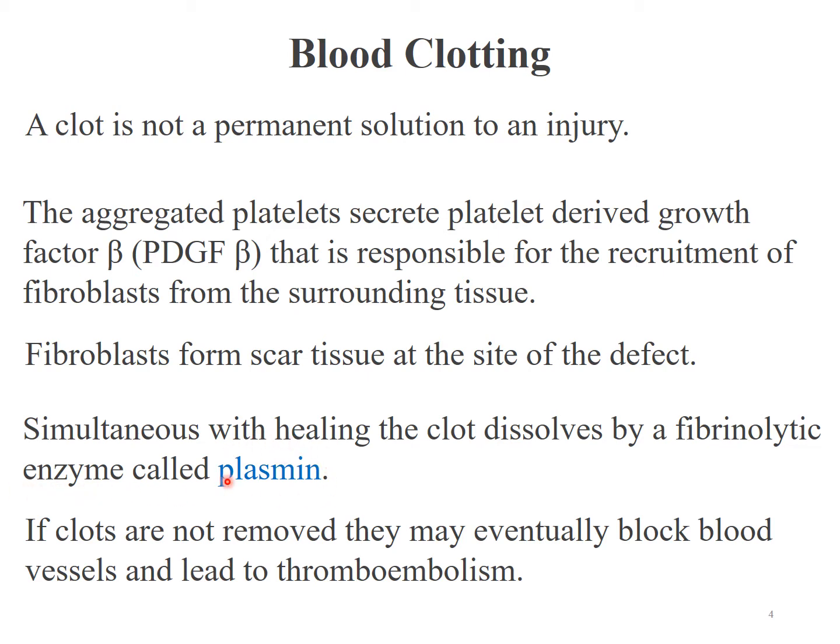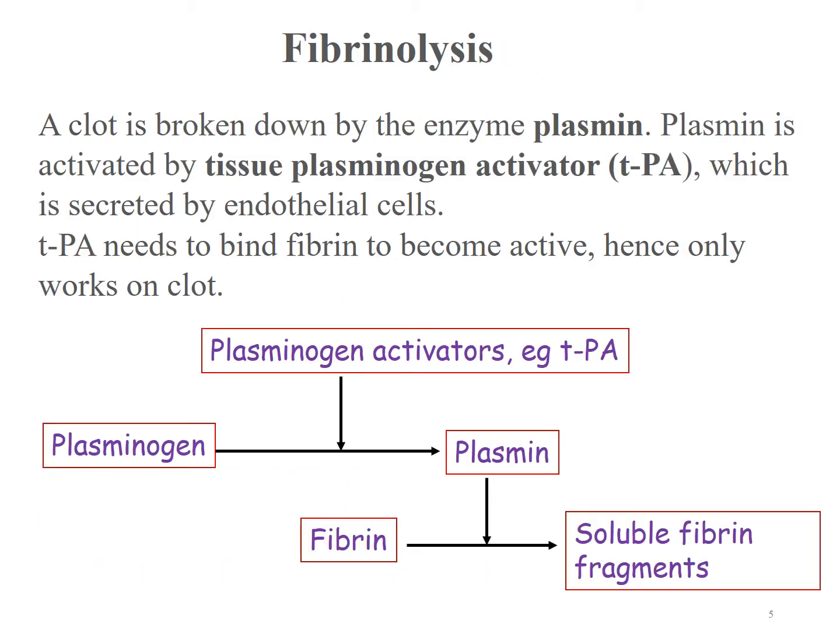If these clots are not removed, they may eventually block the blood vessels, leading to thromboembolism, or the blockade of blood vessels. As I mentioned, a blood clot is broken down by the enzyme plasmin. For plasmin to function, we will need tissue plasminogen activator, or TPA, because it is an activator for the enzyme plasmin. TPA is secreted by the endothelial cells. But for TPA to function, it will first have to bind to fibrin before it can be activated itself. Therefore, it's only possible for TPA to work on the clot.